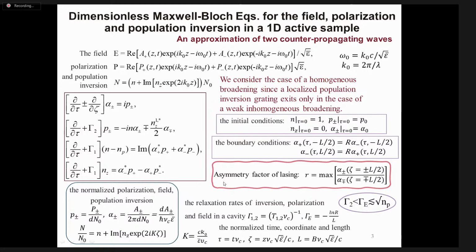And one quantity which we should analyze for the asymmetric lasing is the asymmetry factor of lasing, that is the ratio of the amplitudes of counter-propagating waves at the opposite ends of the cavity. And this ratio may be much greater than unity due to the half-wavelength gradient.